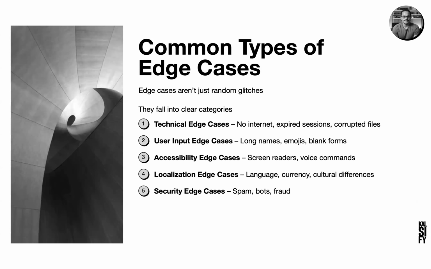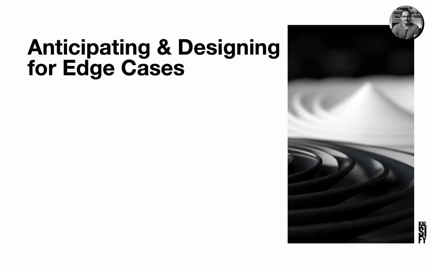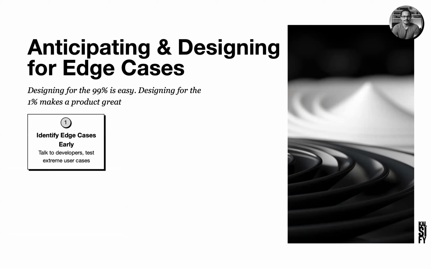How to anticipate and design for edge cases. That is, designing for the 99% is easy. Designing for the 1% is what makes a product great. Step 1: Spot edge cases early. Don't wait for users to complain. Catch issues before they happen. Talk to developers. They've seen all kinds of failures. Test with extreme users.